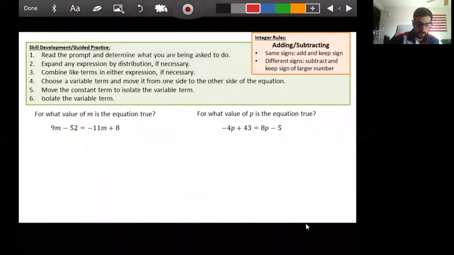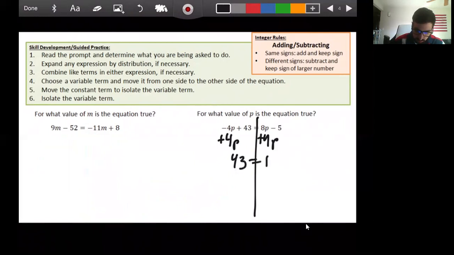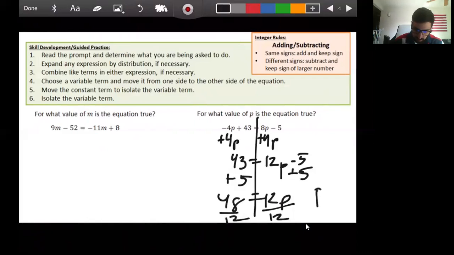All right, here we go. So what we're going to do, build the wall. I need variables on the same side. I have a positive one and I have a negative one. So I'm going to add the negative. So we're left with 43 is equal to 12p minus 5. Add 5, add 5. We get 48 is equal to 12p. Divide by 12, divide by 12. P is equal to 4.